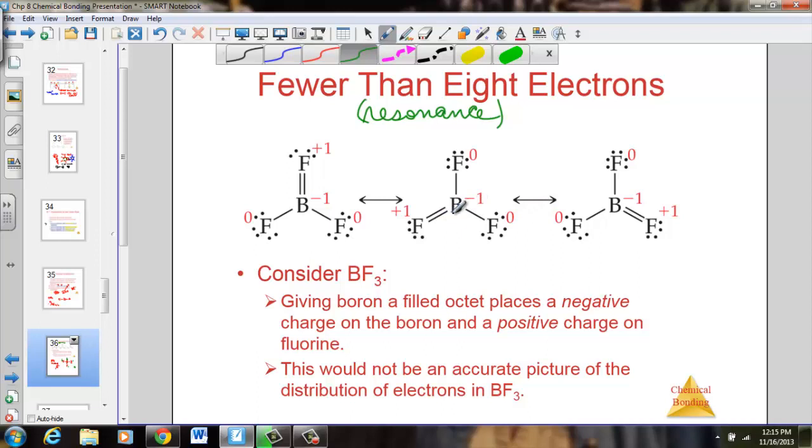If I had satisfied the octet of the central atom boron, I start to develop formal charges. I have a formal charge of +1 on a fluorine, a -1 in the center. Notice that the fluorines in every one of the possible resonance structures has a +1, and the central atom always has a -1. Well, that's not ideal. It's not an accurate picture of the distribution of the electrons.